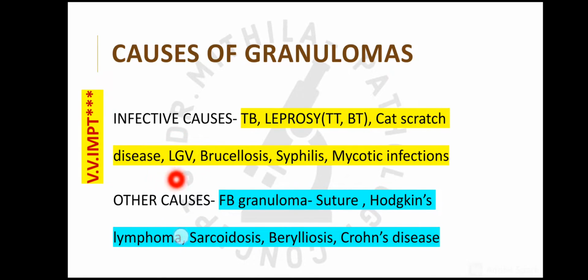Then lymphogranuloma venereum caused by Chlamydia trachomatis. Brucellosis, syphilis, and mycotic, meaning fungal infections, which cause fungal granulomas. Other causes are foreign body granulomas, which can be caused by foreign bodies like sutures. Then in Hodgkin's lymphoma also, sometimes granuloma can be seen. Sarcoidosis causes characteristic naked granulomas with a sparse number of lymphocytes and an absence of any caseation. Then berylliosis, Crohn's disease. All these are important causes of granuloma formation, which you should remember by heart.